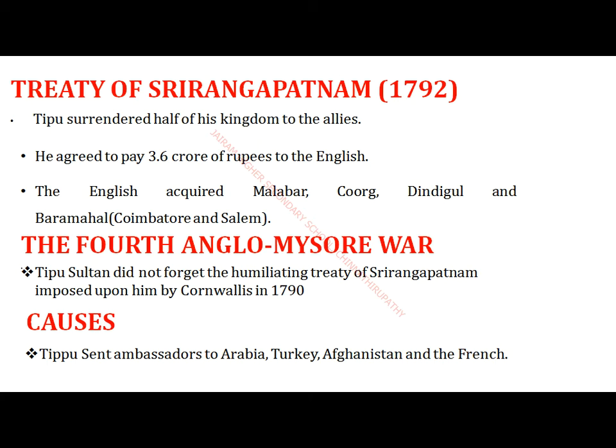What are the causes of the Fourth Anglo-Mysore War? Tipu Sultan sent ambassadors to seek help from Arabia, Turkey, Afghanistan and the French. He also needed help from the French forces, against the Britishers.